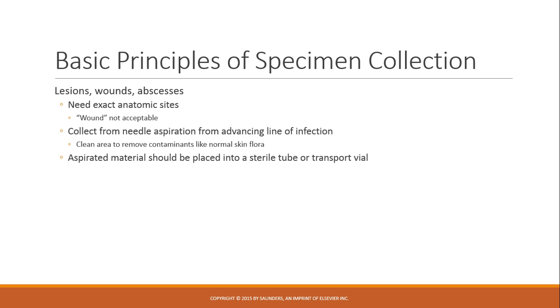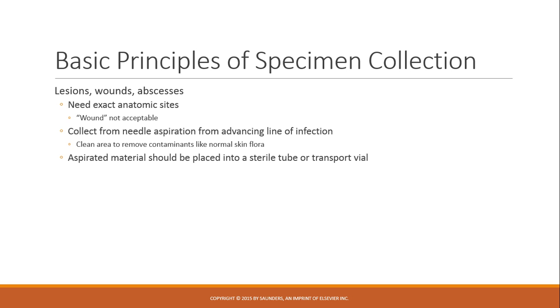Okay, so lesions, wounds, and abscesses. If we're going to collect these, the wound site, if the sample is labeled with simply just wound, that's not acceptable, although it's very common. We don't know what that site is. A wound can be anywhere on the body. So we need the exact anatomic site. A wound collected from a genital site is going to be very different from a wound collected from the foot. It has different normal flora depending on the anatomic site that is collected. So it's important that we know where exactly that swab came from, or that specimen.